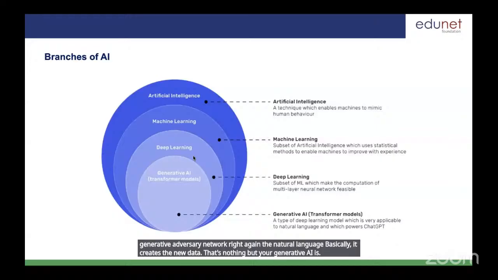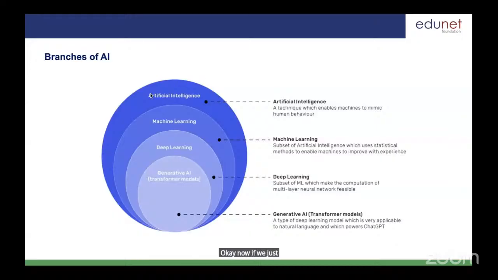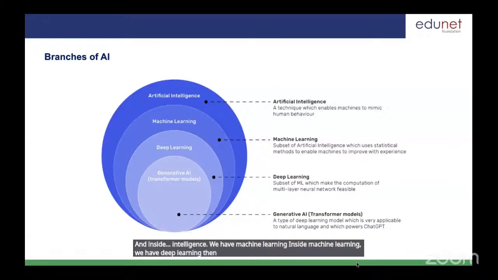Okay. Now, if we just have a look here, you can easily consider that there is an entire concept called artificial intelligence, and inside artificial intelligence we have machine learning. Inside machine learning we have deep learning. Is everything clear till here?